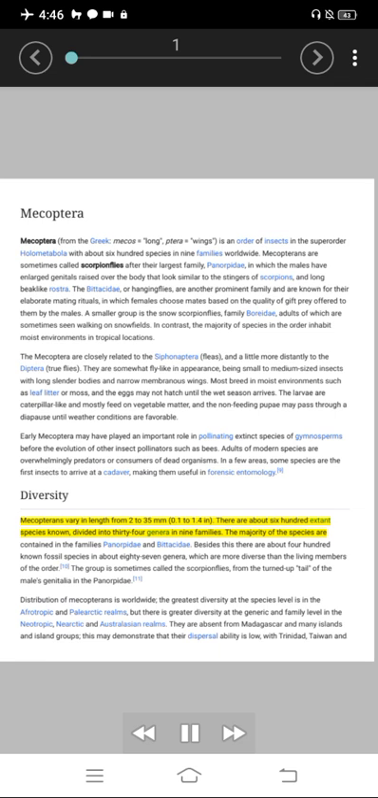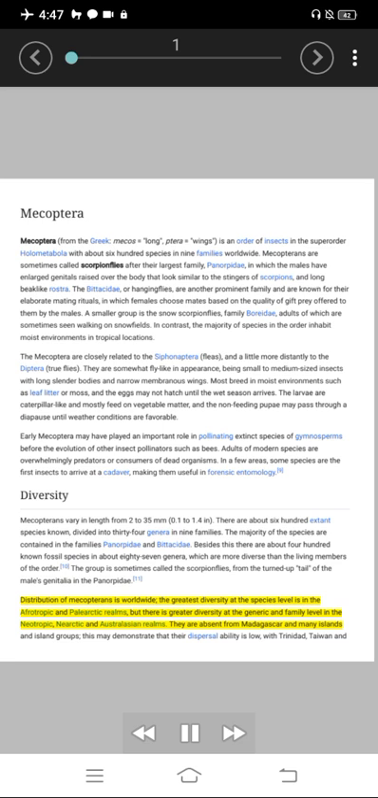There are about 600 extant species known, divided into 34 genera in 9 families. The majority of the species are contained in the families Panorpidae and Bittacidae. Besides this, there are about 400 known fossil species in about 87 genera, which are more diverse than the living members of the order. The group is sometimes called the scorpionflies, from the turned-up tail of the male's genitalia in the Panorpidae.